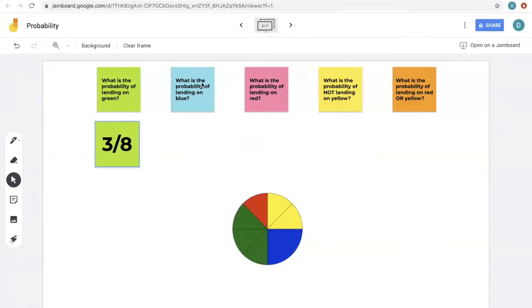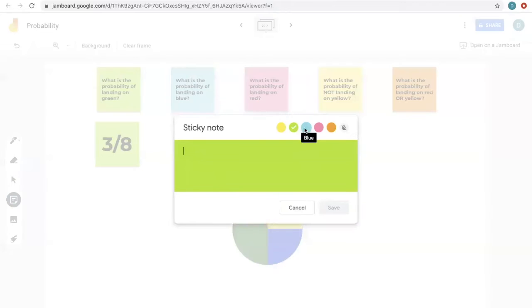So let's try that again with blue though. What is the probability of landing on blue? Well, we have 2 blue slices and we know there are still 8. So the probability of landing on blue is 2 out of 8.